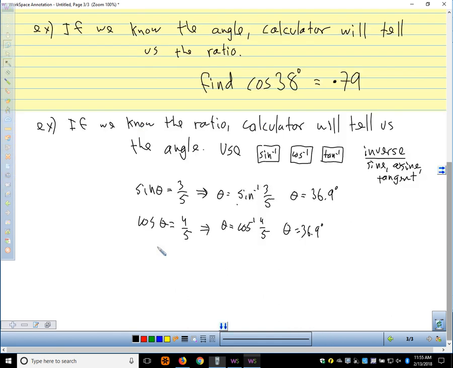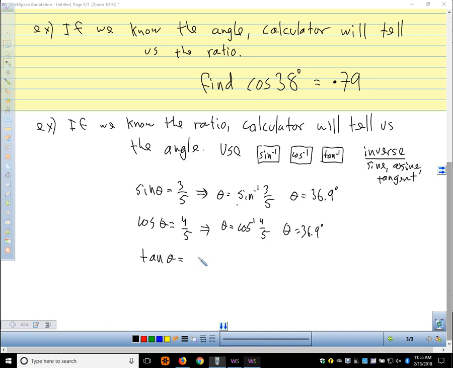And I could do the same thing for tangent. We knew from that triangle a tangent of my angle was 3/4. So the angle is the inverse tangent of 3/4. And I better get the same answer there. It's the same angle.